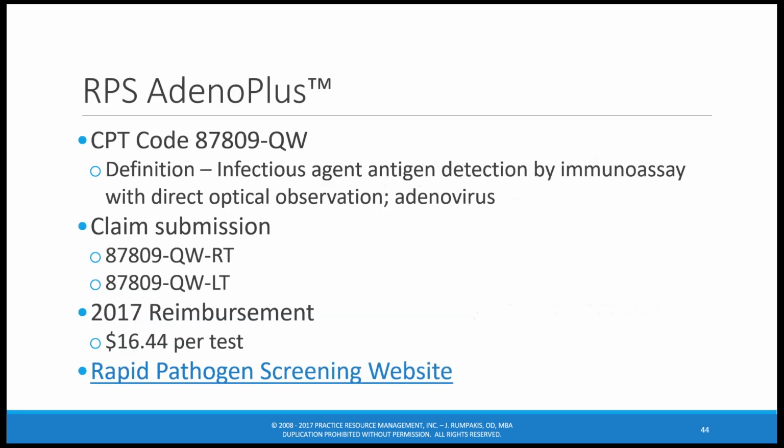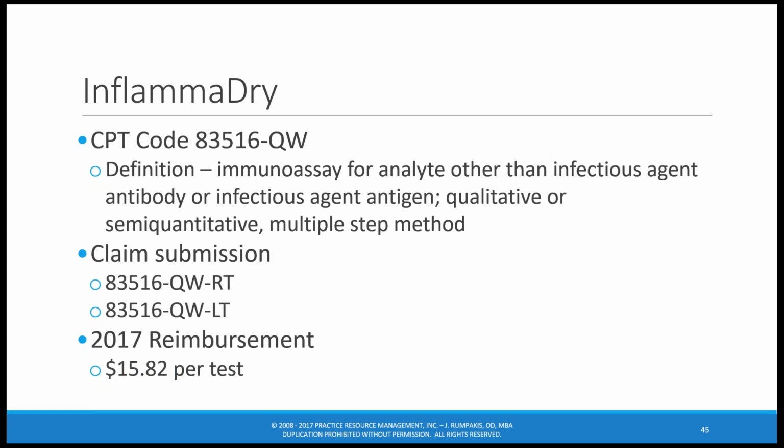The second one is obviously the AdenoPlus for adenovirus. Again, 87809, it's a unilateral test, just like they all are, pays about $16.44 per eye to do it. And then InflammaDry is probably the newest one in our practices, checking for MMP-9, the inflammatory markers, 83516-QW-RT or LT, and it pays about $15.82 per test.